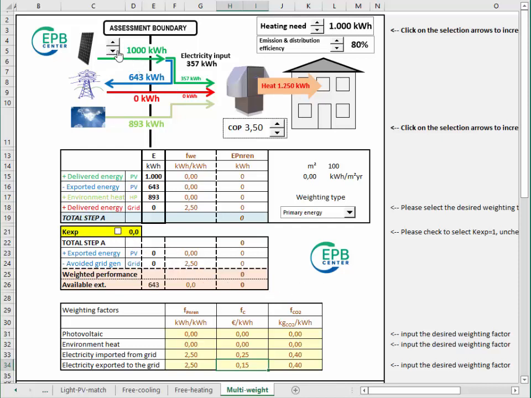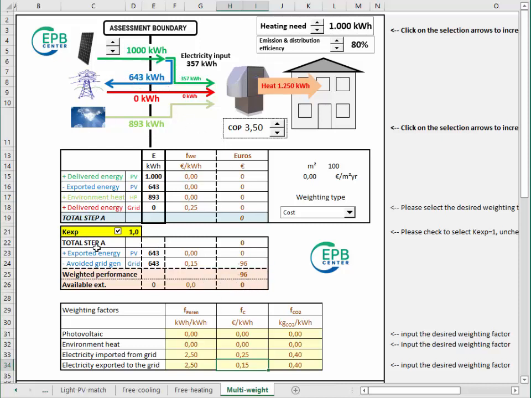Let's start again from 0 contribution by the PV panels and switch to cost. And obviously the initial cost is 89 euros, and if the contribution by PV panels applies, then the cost goes down to 0. There is no benefit because K exported equals 0 is selected. K exported equals 0 means that the exported electricity is weighted with the cost of producing it, which is 0, so no profit. But if we include the profit of selling electricity, the balance will be negative. This means that we are earning money by selling the electricity to the grid.